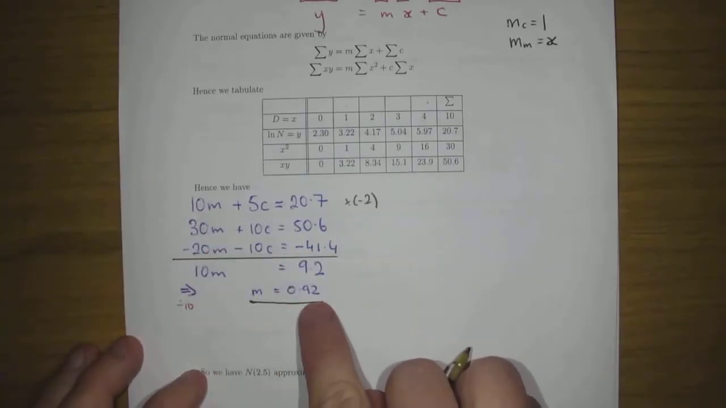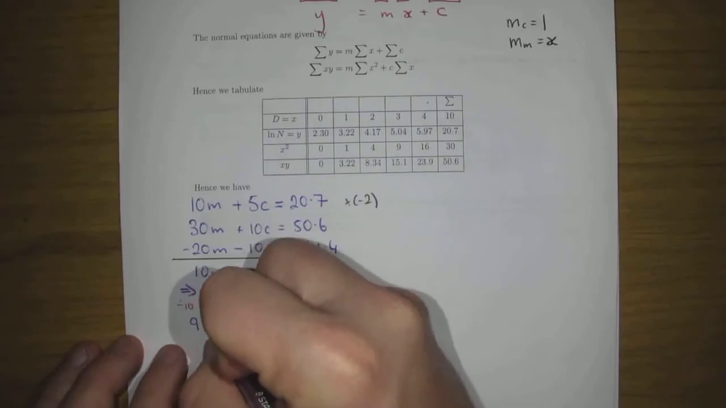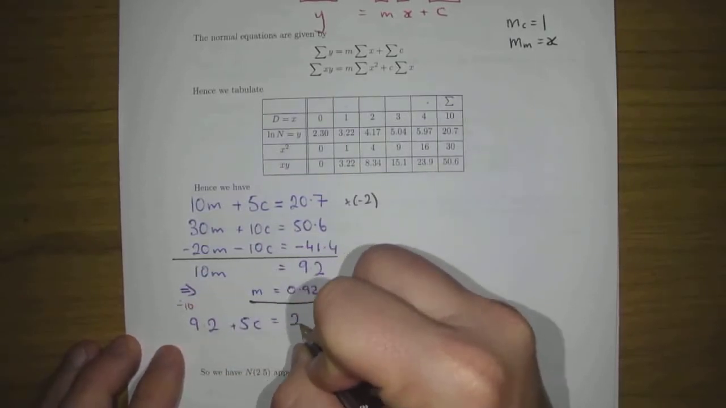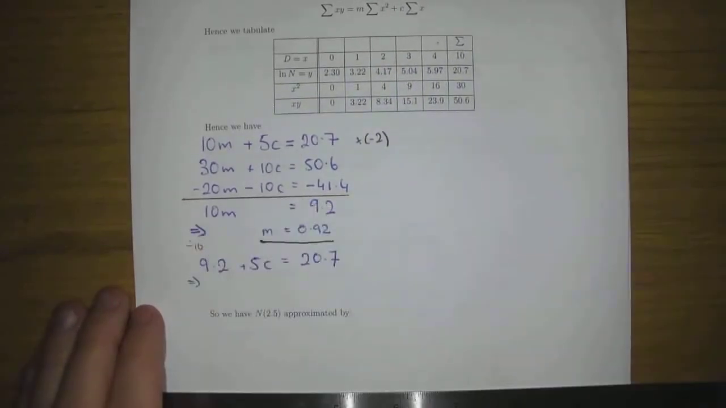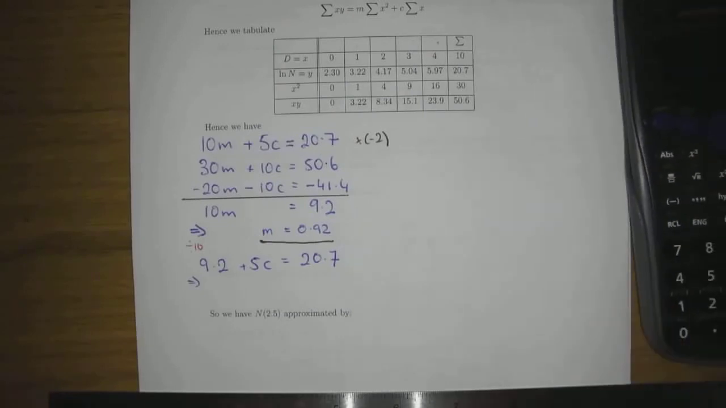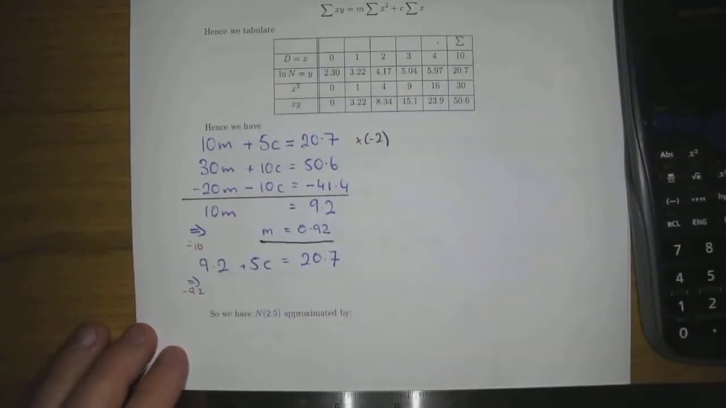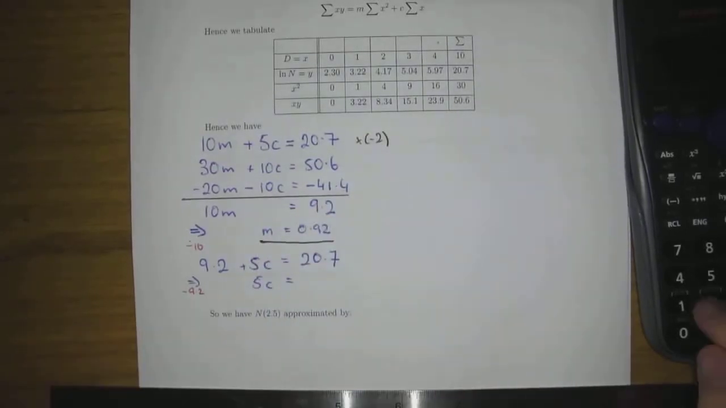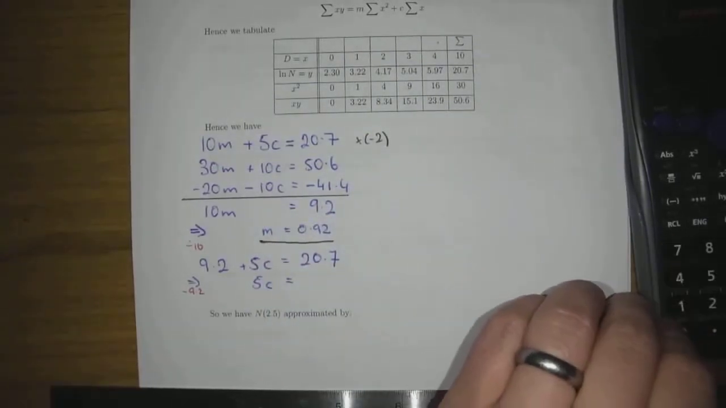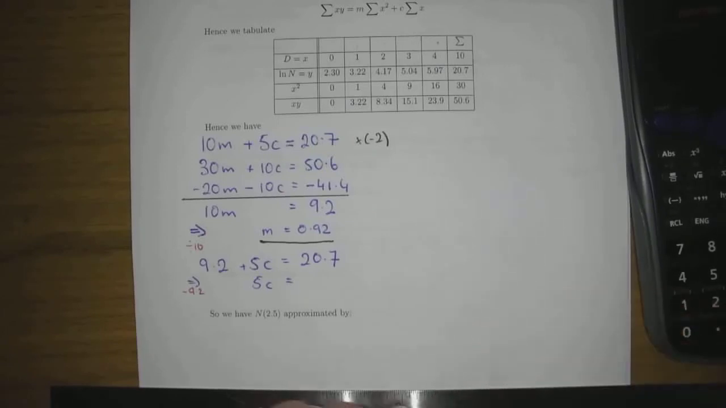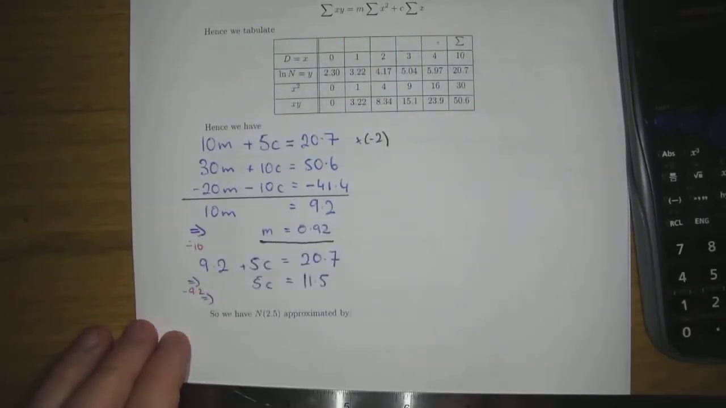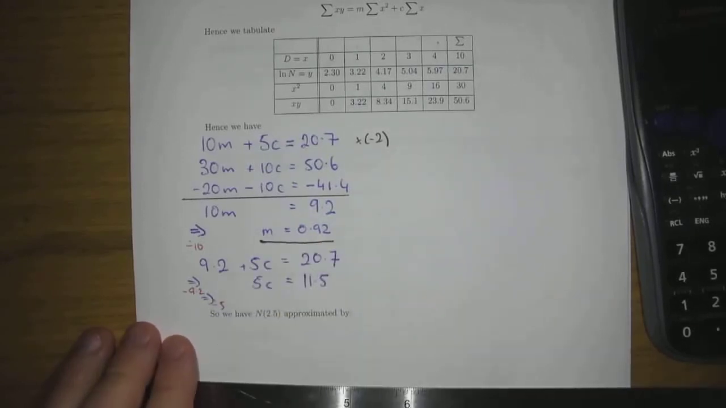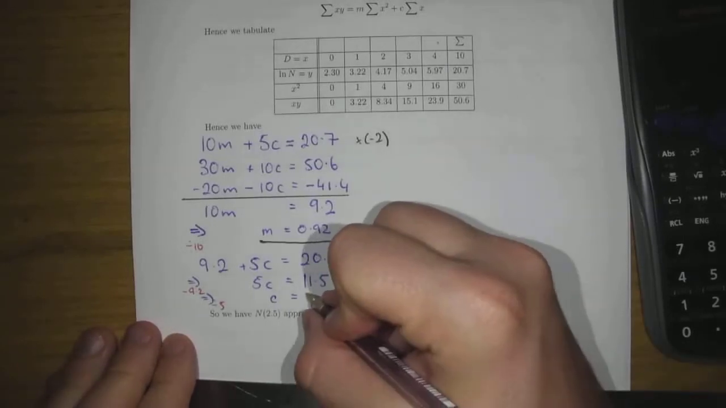So 10m, 10 times this, well we know it's 9.2, plus 5 times c is equal to 20.7. I'm looking for c on its own. I got this plus 9.2 in the way, so if I take that away from both sides, I'll have 5c on its own. So 5c is equal to 20.7, take away 9.2, which is coming out as 11.5. And I want to get rid of that multiplied by 5. The inverse of multiplying by 5 is dividing by 5. If I do it to both sides, they stay the same. I get c is equal to 11.5 divided by 5, which is 2.3.